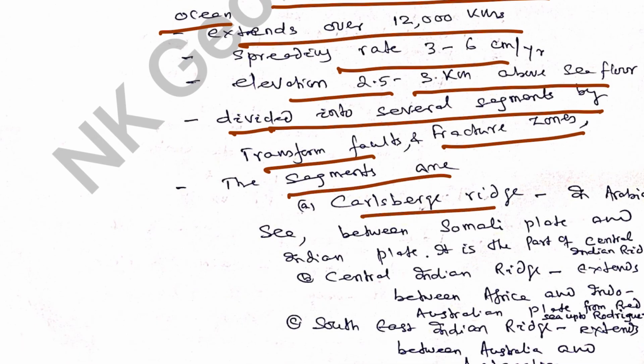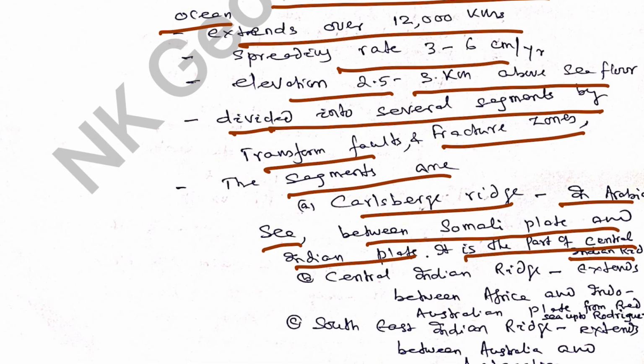The segments are the Carlsberg Ridge. It is the northern part of the Indian Ocean Ridge. It is present in the Arabian Sea between the Somali plate and the Indian plate. It is part of the Central Indian Ridge, but it is occurring to the north. Then the Central Indian Ridge extends from the Carlsberg Ridge between Africa and the Indo-Australian plate. Actually, the whole ridge from the Red Sea up to Rodriguez Junction is the Central Indian Ridge, and its northern part is called the Carlsberg Ridge.